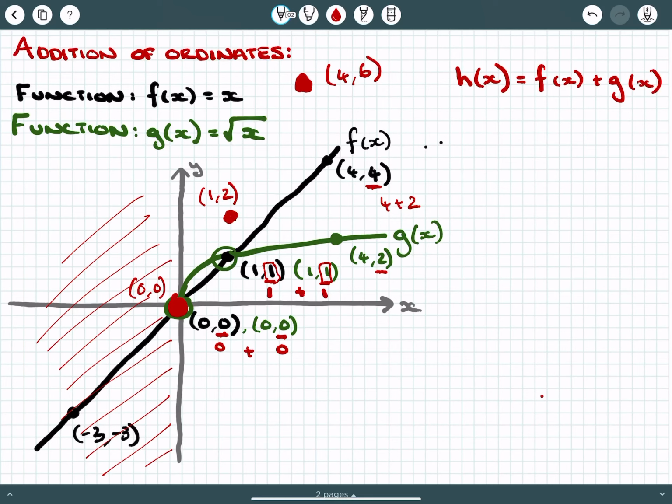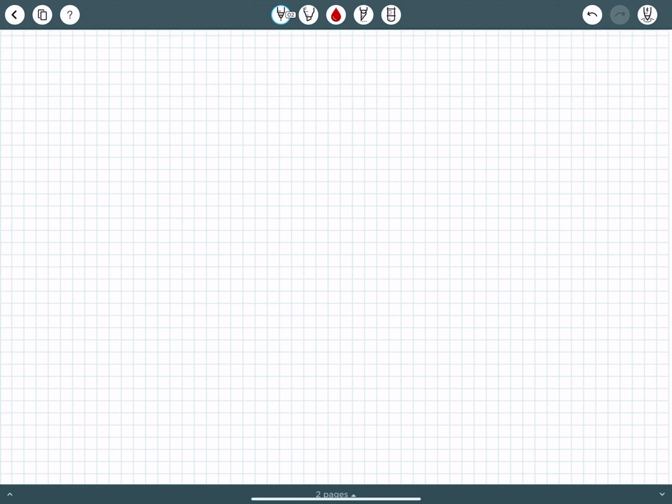Let's just make that there, because the graph will be curving out like so. And this is what we call h(x), the addition of ordinates. And that's when we're dealing with two very simple equations. Now, the next task for us, when we're talking about addition of ordinates, is to consider two circular functions.